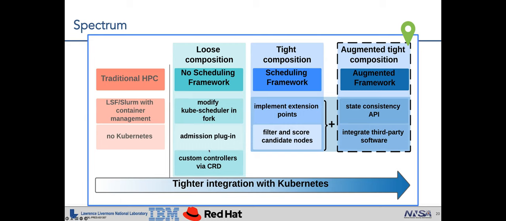And to refer again to Volcano, for instance, it uses a set of custom controllers, a set of custom resource definitions, and some admission plugins. So that's where it belongs. In our case, for KubeFlux, we are using the scheduling framework. That is the preferred way to extend just the scheduler.